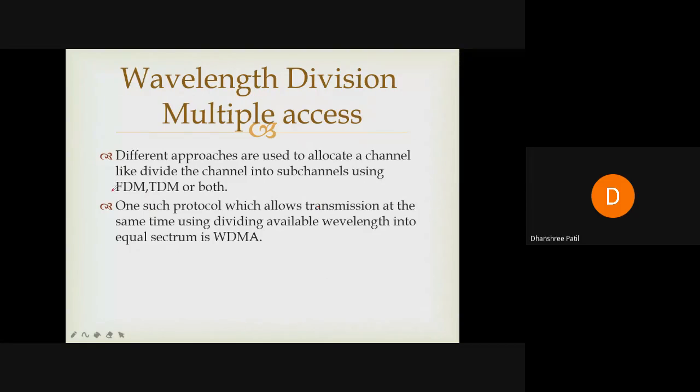Whatever strategies we have seen earlier, that is FDM and TDM, for them there was a problem that if the stations increased after allocating, then it is not working properly. So this is the protocol which is used for multiple access. I hope you are remembering whatever we have seen yesterday regarding FDM and TDM.